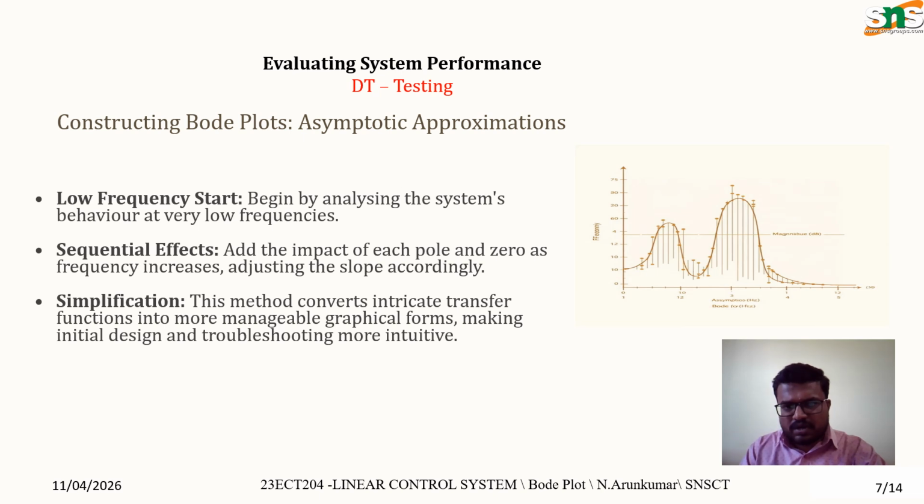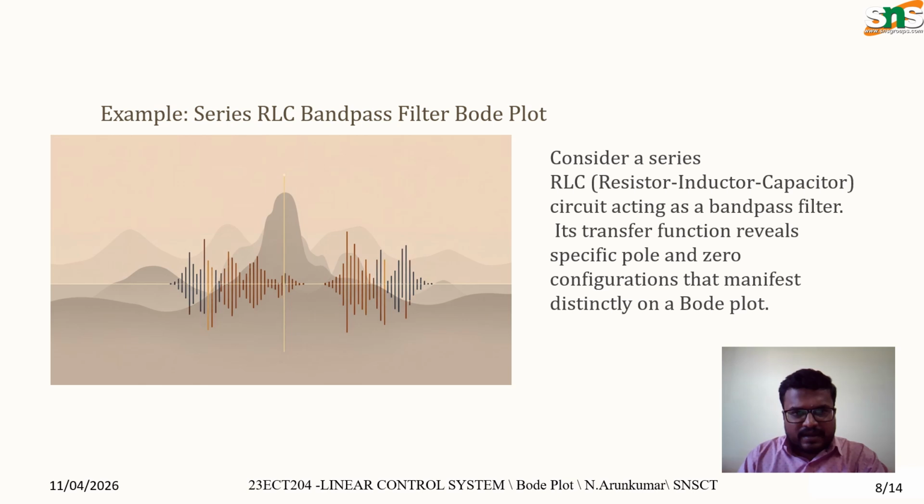So 0 is a pole, and the maximized value has been plotted as a frequency response, and it is marked, and identified with the help of low frequency start, sequential effects, and simplification, because all the frequencies do not match or overlap with one another, so we need to verify clearly with the help of zeros and plots. Next one is the series RLC band pass filter.